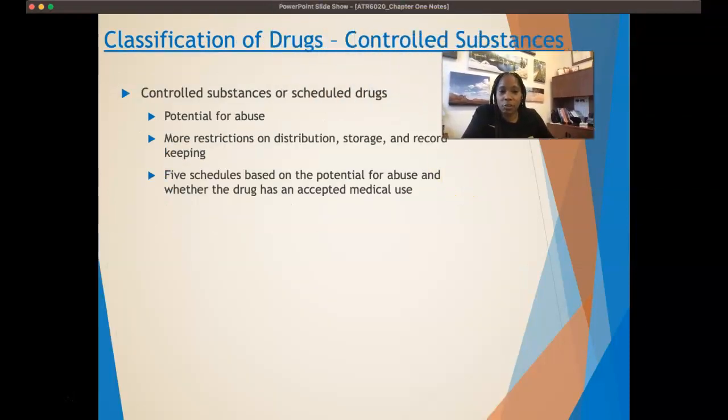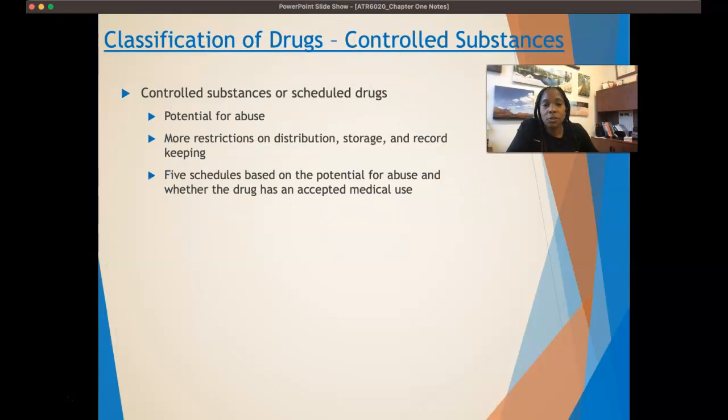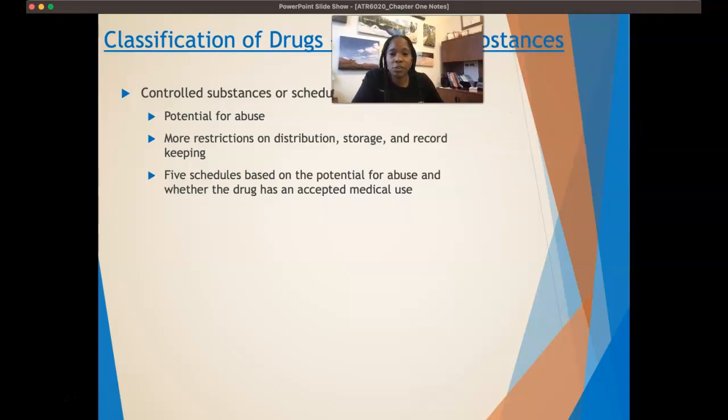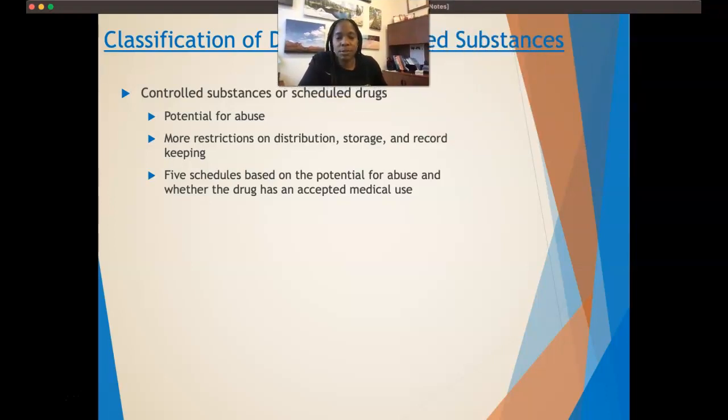The next drug category is controlled substances. Controlled substances are extremely dangerous and are important for us to know as athletic trainers. How do we work with a patient who has been prescribed a controlled medication? We think about controlled substances, or AKA scheduled drugs. They have the highest potential for abuse.